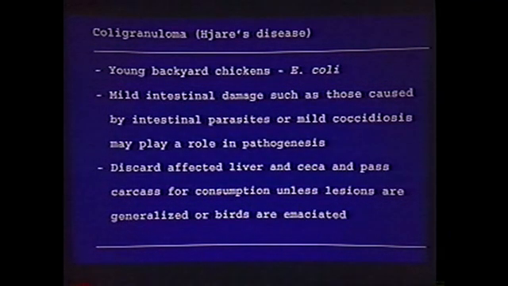Currently, these are commonly seen at a slaughter whenever they kill the birds and find these nodules. What we advise is if the bird is in good body condition and these lesions are confined to the liver and ceca, we advise to discard the liver and ceca and pass the carcass. If the bird is emaciated and if the lesions are widespread, we advise to condemn the whole bird.